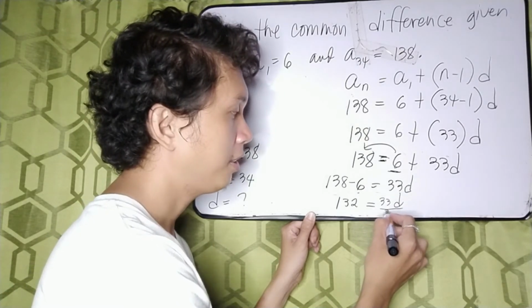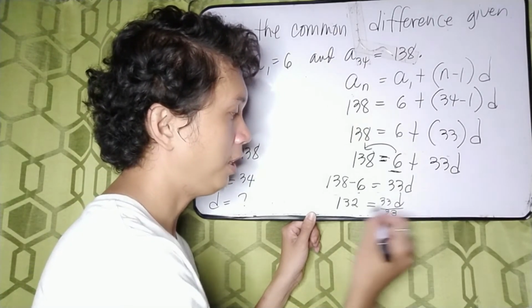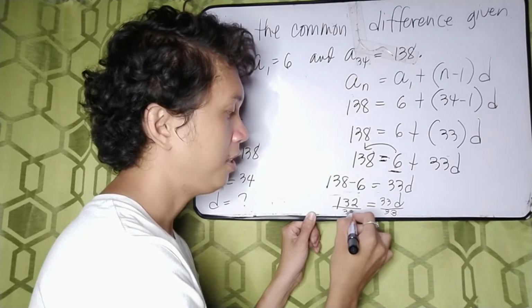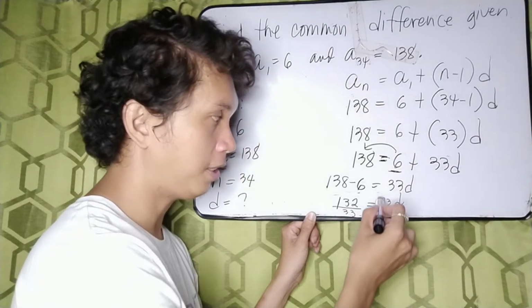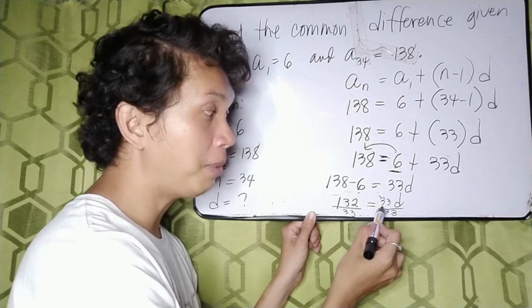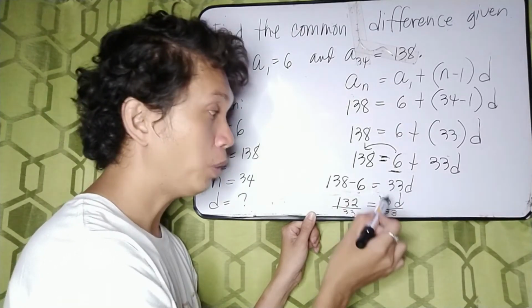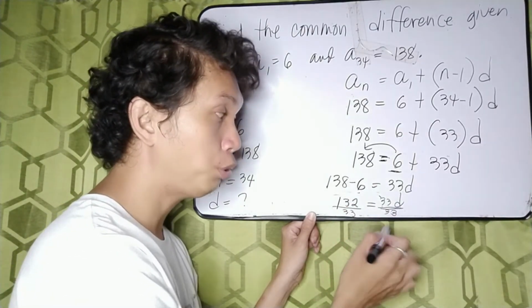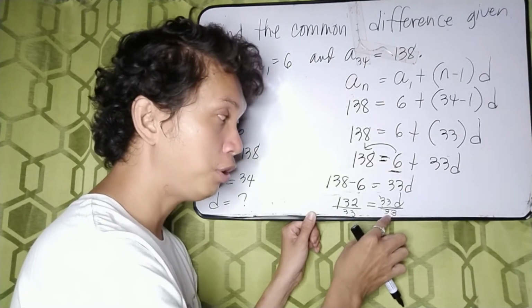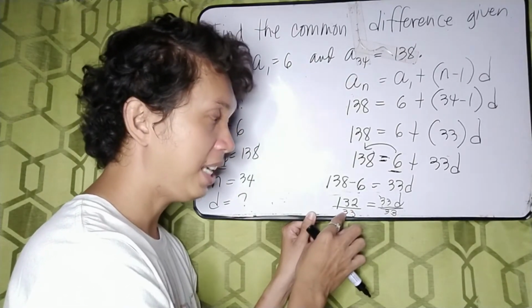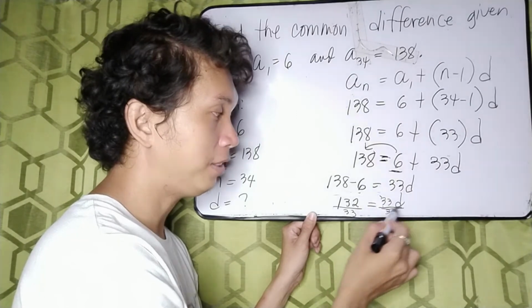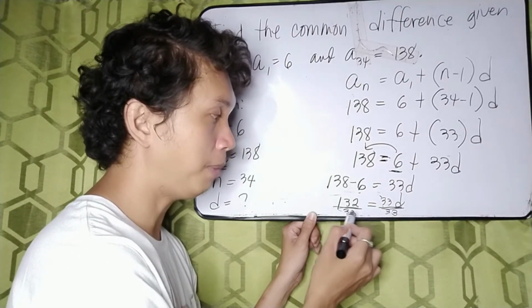Divided by 33. Divided by 33. Okay, so let's count. Whatever is the number beside d, that will also be the number that you're going to divide. And what you do here, you should also do here. So since you divide it by 33, you also will divide this by 33.